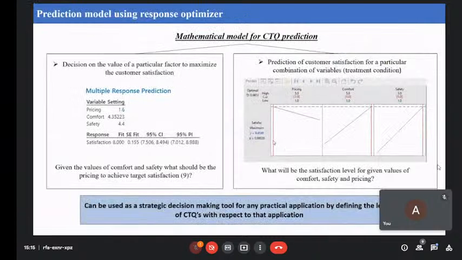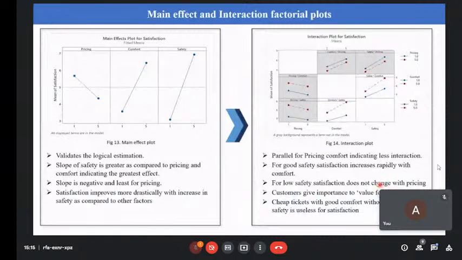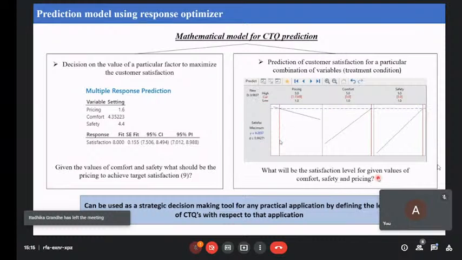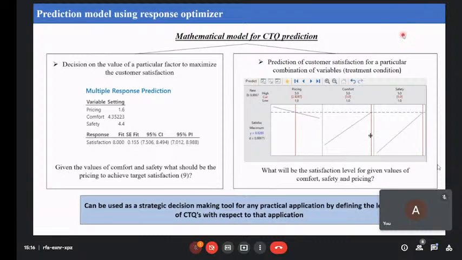Coming to the concluding part, this helped us make certain inferences about customer behavior and how these factors affected customer satisfaction. But one of the final goals was to construct a mathematical model which can enable us to predict, to some extent, a certain satisfaction level. In order to do that, with the help of the model, we used the response optimizer tool in Minitab itself to simulate this concept based on the same model.